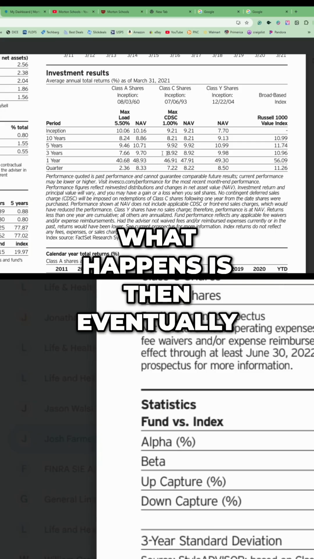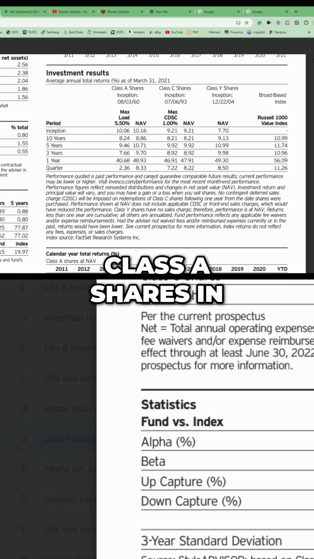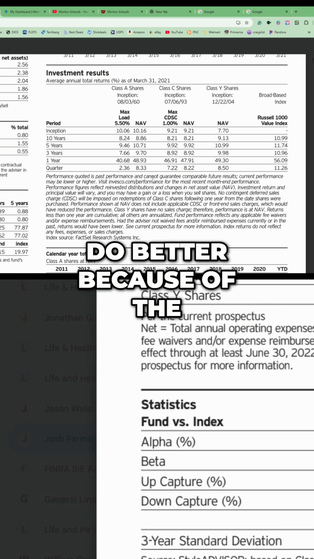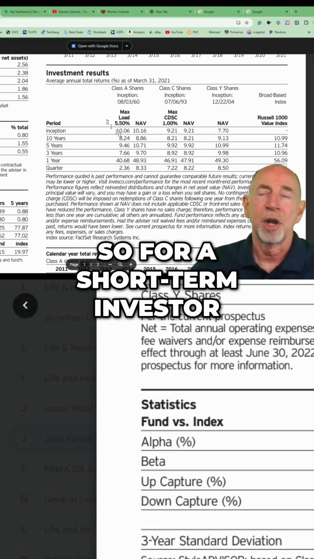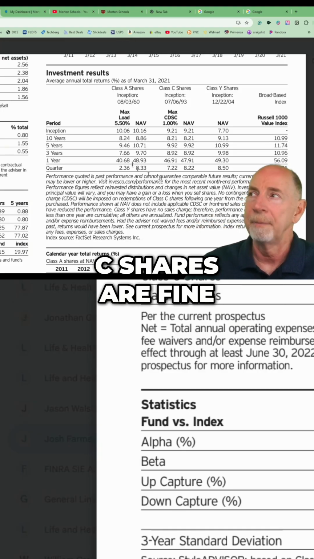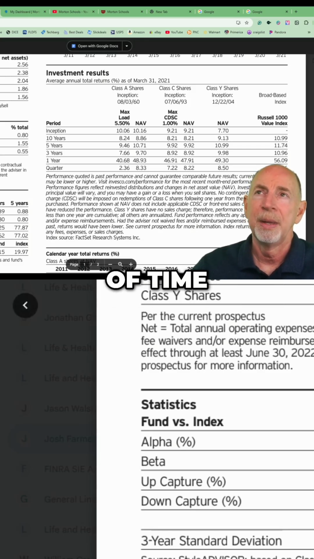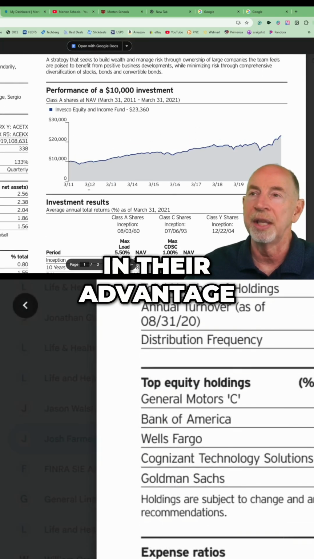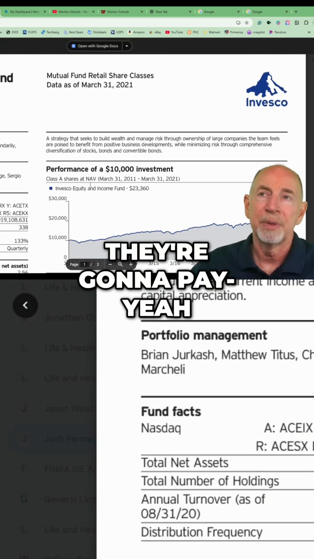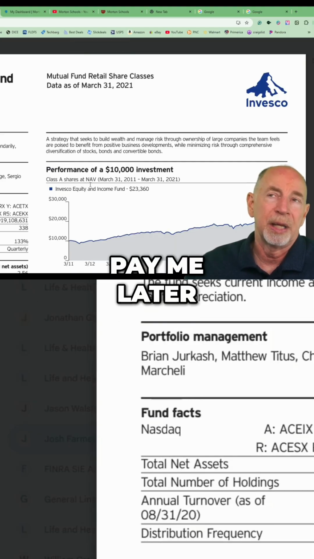And so what happens is eventually, even with the sales charge, the Class A shares in the long run will do better because of the lower cost over time. So for a short-term investor, C shares are fine. But if anybody's going to have their money in there for any period of time, then you got to have it in A shares. And explain to them how it's in their advantage. So it's a trade-off, right? They're going to pay a sales charge up front, but it's going to save money in the long run. It's pay me now, pay me later, right?